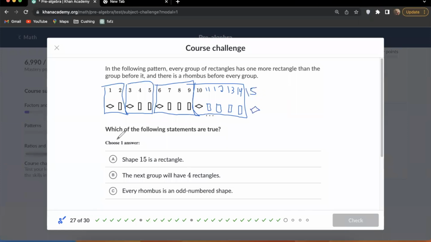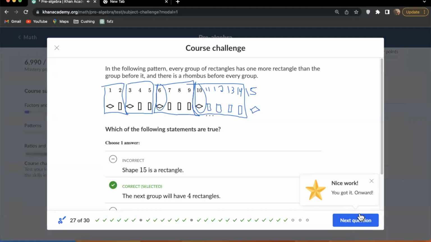And I believe it asks, which of the following statements are true? The 15th shape is a rectangle. Well, we know that's not true. We know it's a rhombus. The next group will have 4 rectangles. And I think that is what it's saying. It's like that group that I just made has 4 rectangles. Every rhombus is odd numbered. You can see from the pattern that that's not true. You have a rhombus here at 6. So there's one example of an even rhombus. Here are 2 examples of an even rhombus, 6 and 10. So I like B as our only certifiably true answer.